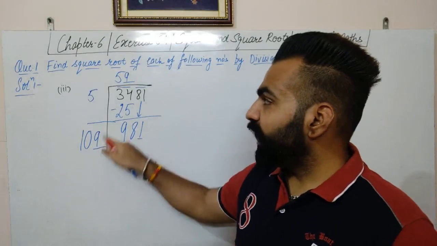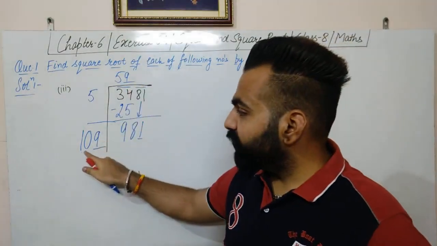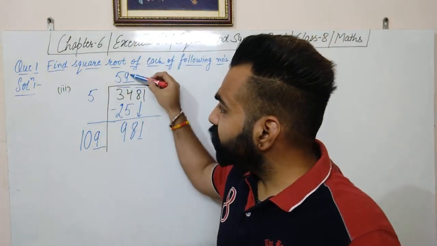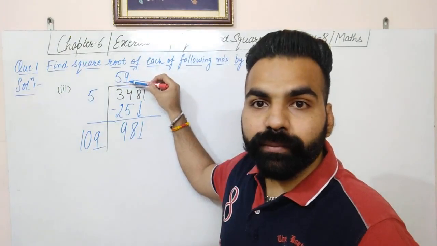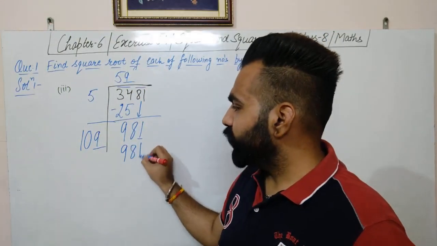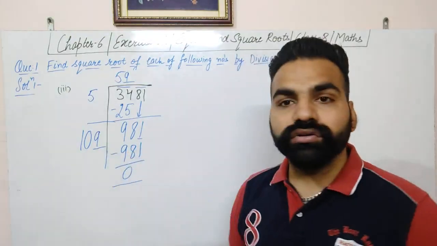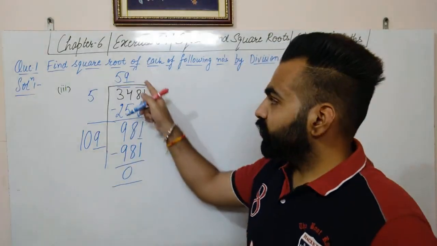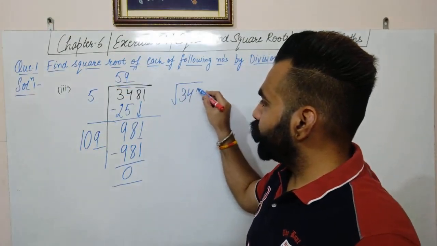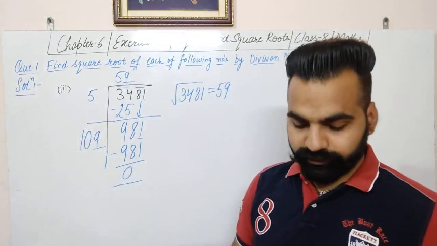So 109 into 9. We don't have to multiply 109 by the whole 51. We will multiply 109 by the number which is in the blank. So 109 into 9 is 981. Next step is to subtract this. The remainder is 0, so we will stop here. So the quotient here is the required square root of 3481, that is 59.